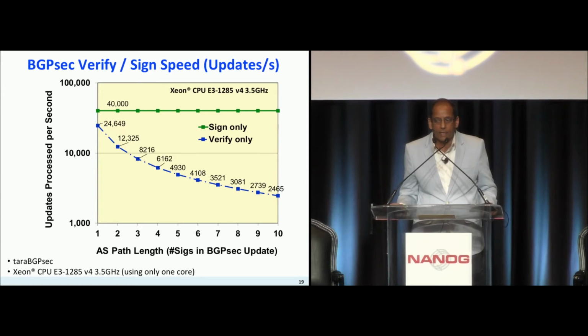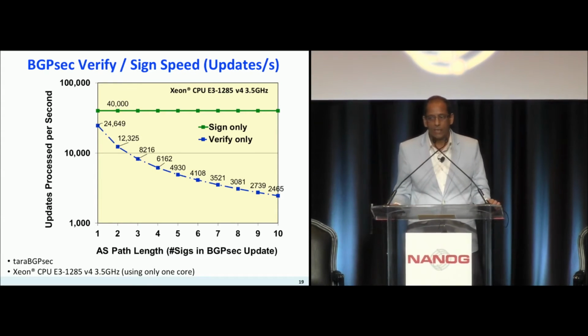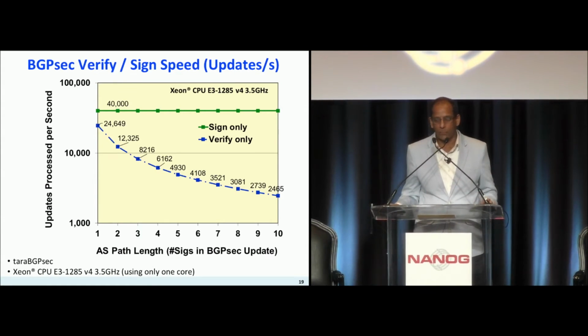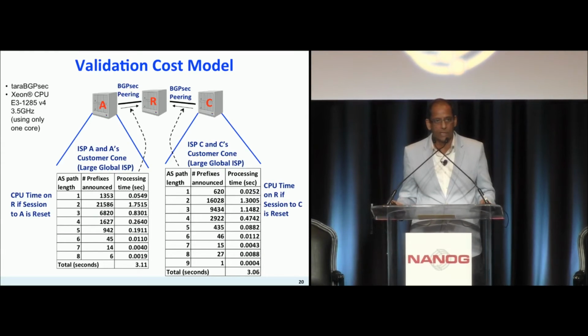So the number of updates that you can verify is 24,000, like Mehmet already mentioned, for a single signature, say a BGPsec update with one signature or one AS hop. And when we have 10 AS hops, it reduces to 2,400, but still not bad, because it would be rare that there would be 10 ASs in an AS path. So we'll take these numbers and fold them into convergence models.